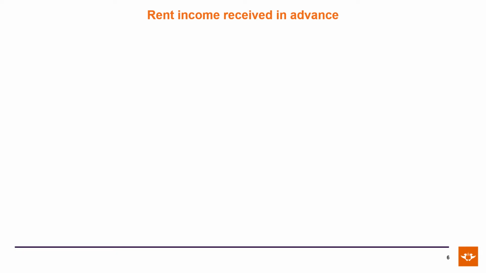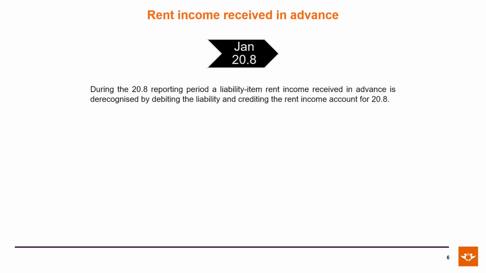Now, what happens in 2008? Remember, this rent that was received in advance on December 27, 2007, now forms part of the reporting period of 2008. So in 2008, the rent that was received in advance is no longer a liability. It must be turned into an income. So what do we do to reverse what we've done? In 2008, we need to do a journal entry.